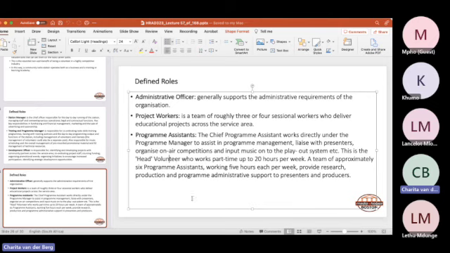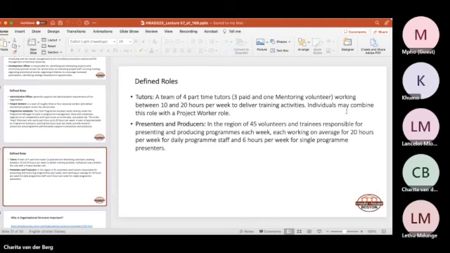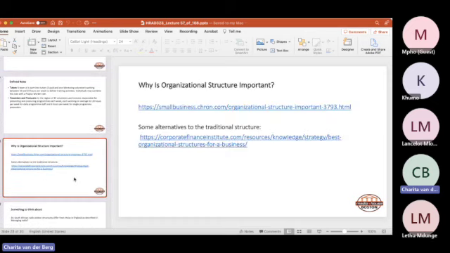So a team of approximately 6 programming assistants will work about 5 hours per week, providing research, production, and program administrative support to presenters and producers. Tutors help with training activities. Individuals may combine this with project worker, but in essence, all you're doing here is assisting the volunteers. And then you have your volunteers, your presenters and producers, around 45 of them that work per week.